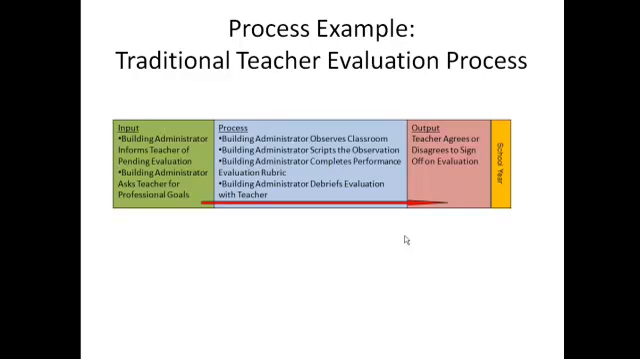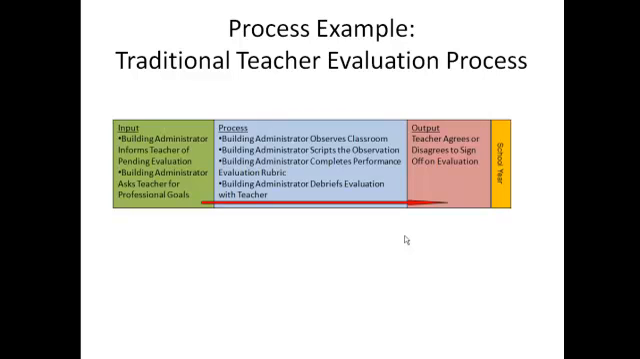You might have more than one observation. In fact, most state laws require a series of 3 or 4 observations in a given evaluation period. You observe the classroom. Typically what might happen is you might create a script for the observation. Based on that script, then, you would complete a performance evaluation. Perhaps there's a rubric in your district or in your building that you use for all teacher evaluations. In some cases, states require standardized rubrics as well.